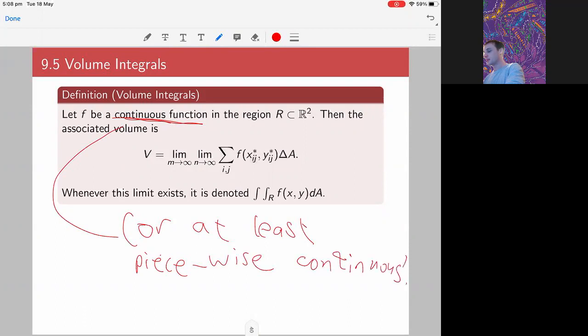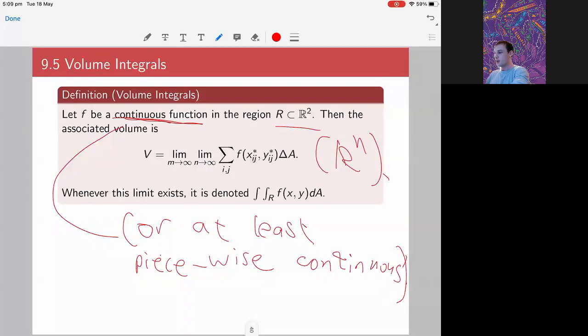Now, by piecewise continuous, I basically mean that you can break your domain up into finitely many pieces so that your function is continuous on each of those different domains. It may have jump discontinuities between the subdomains. Okay, we've got a continuous function in some region in R2. Now, keep in mind that you can do this for any dimension, but it's hard to visualize it if you're not in dimension 2. So we'll stick to dimension 2 for the moment.